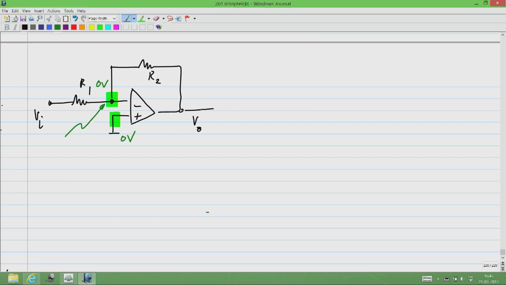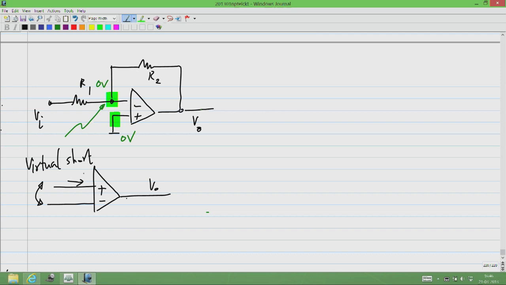Okay. So remember, in case of an ideal op amp, there is a virtual short between these two points. Okay, but no current flows into the op amp. Okay, so in this case also, no current flows into the op amp. So now, because this is at 0 volts, what is the current through R1? Please try to answer this. What is the current through R1?